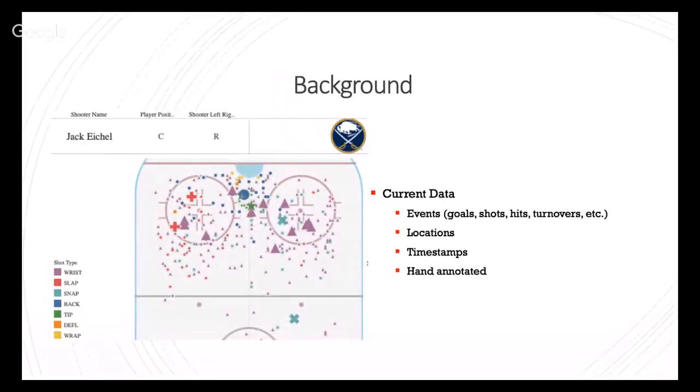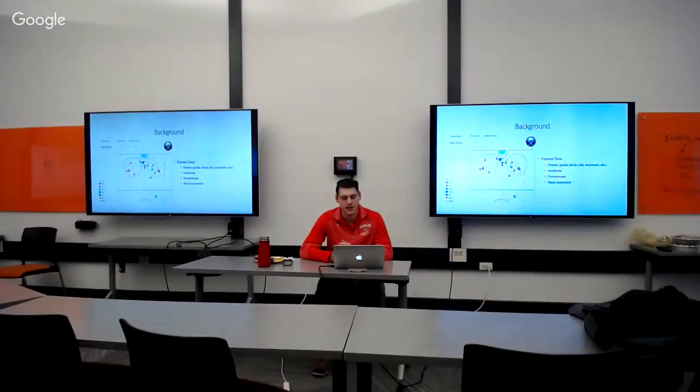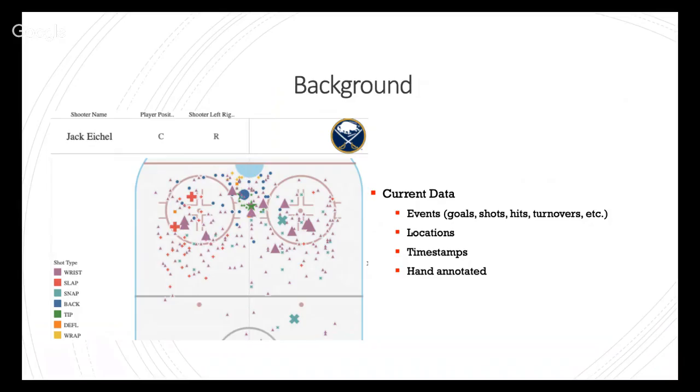So currently, what does data look like in hockey? This is from the NHL, which typically has better metrics than most leagues because they have more money. They track events, so goals, shots, hits, turnovers, for example, the location of the events, and timestamps, and it's all hand annotated, so there are tons of errors.